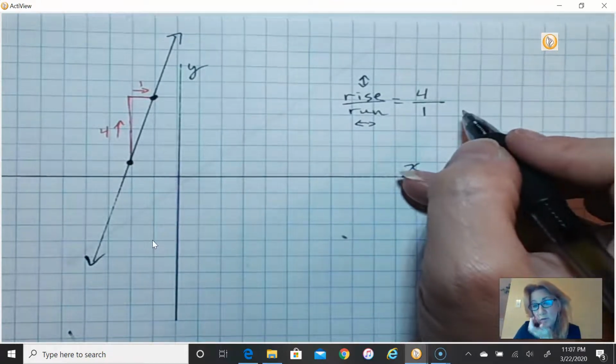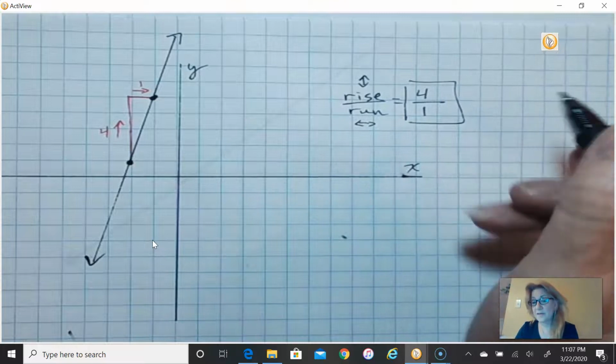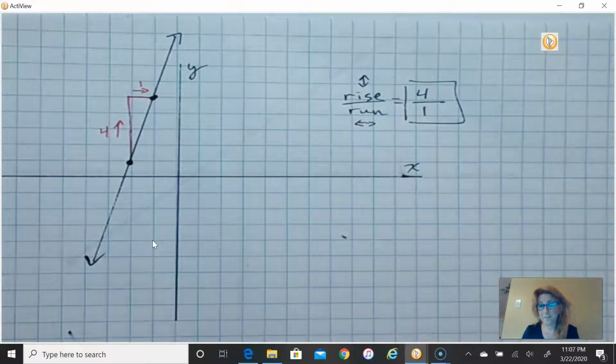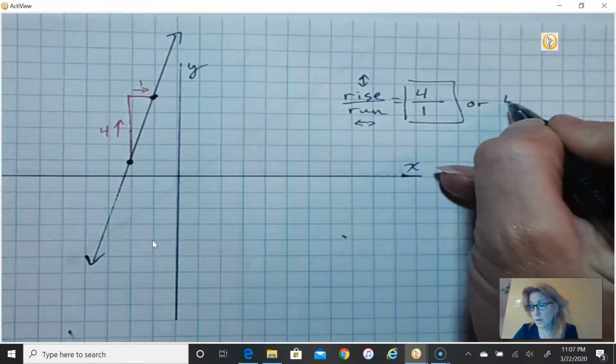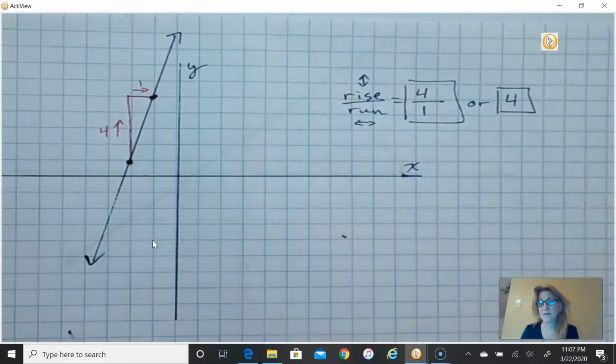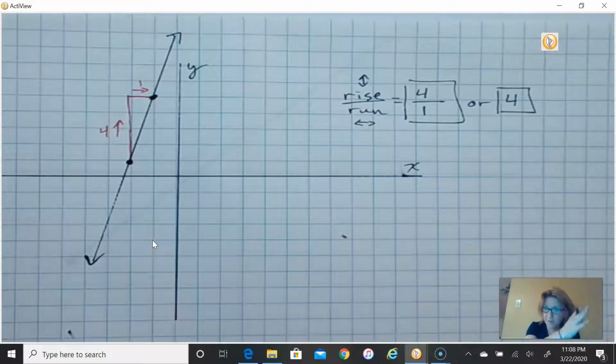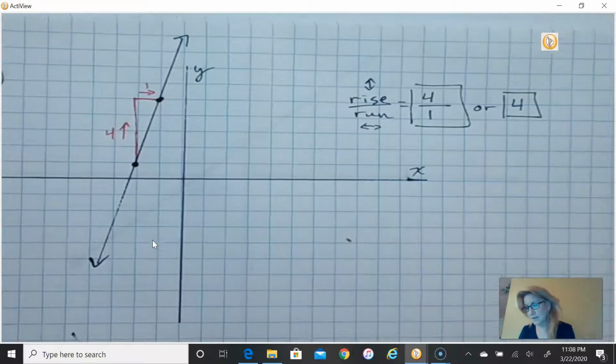Now, in the world of slopes, this is okay to leave just like that. You totally can leave it just like that. Or you can change it to that. Either one. Even IXL will accept either one. Okay? Now, if you don't understand what I just did, rewind the video and look at it again.